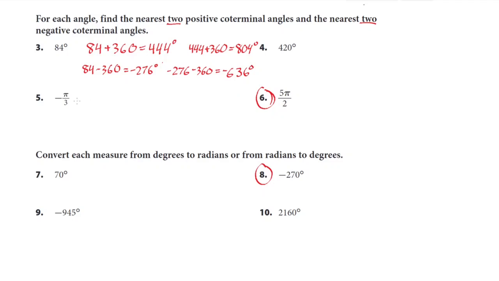Number 5. This one's given to us in radians. So rather than adding 360 or subtracting 360, we're going to be adding or subtracting 2 pi, because that's a full rotation around the circle in radians.